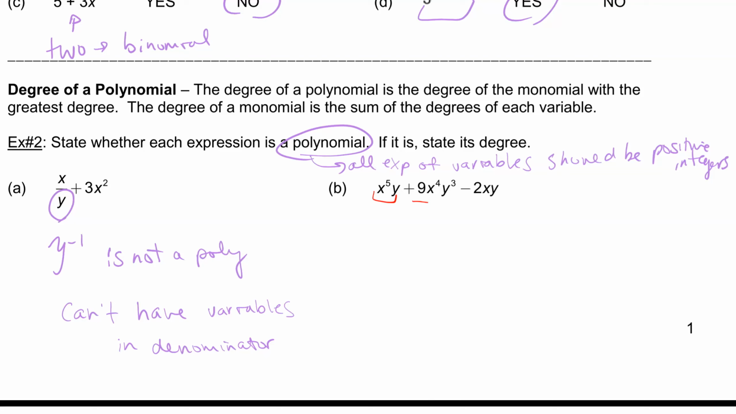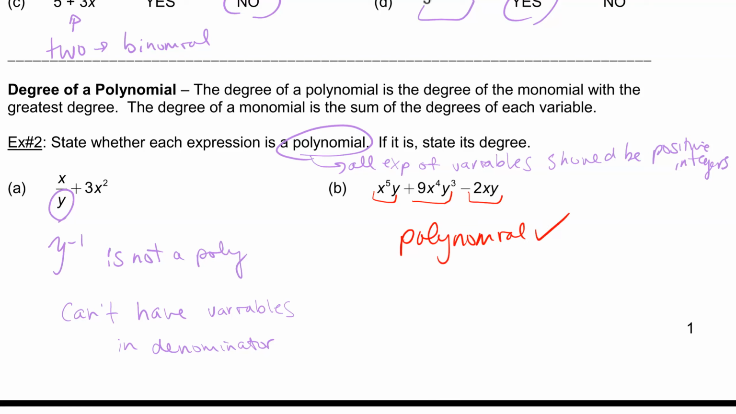So like this is one term, this is one term, this is one term. Isn't that negative though? There's a negative coefficient, but not a negative exponent. Negative coefficient right here, there's no negative exponent. So we know that this is a polynomial.